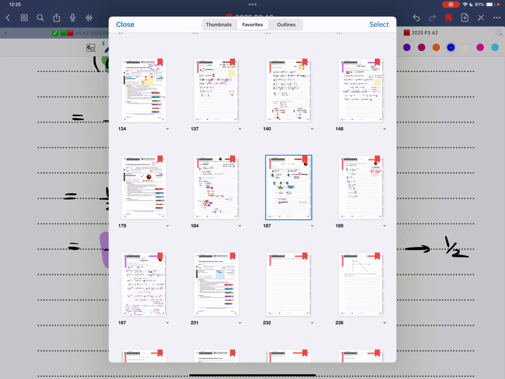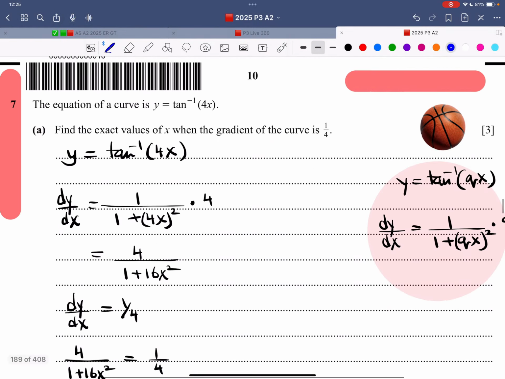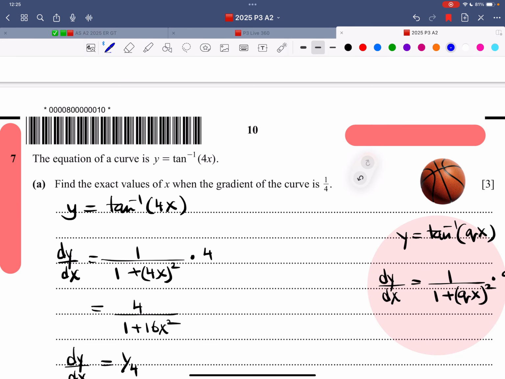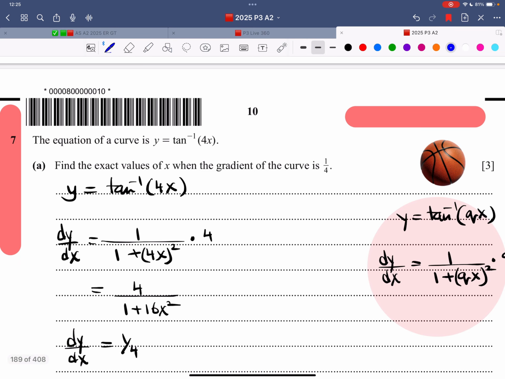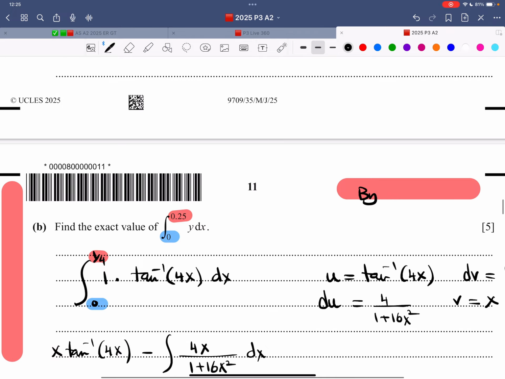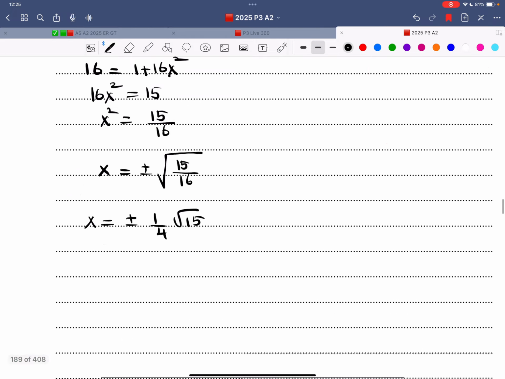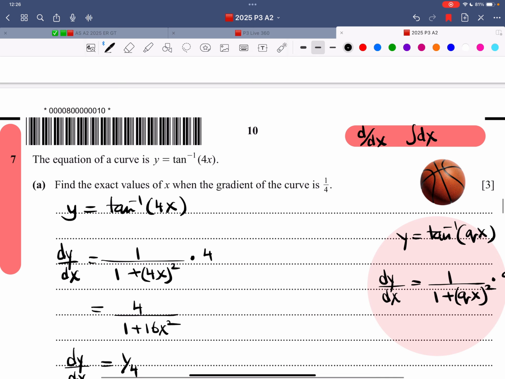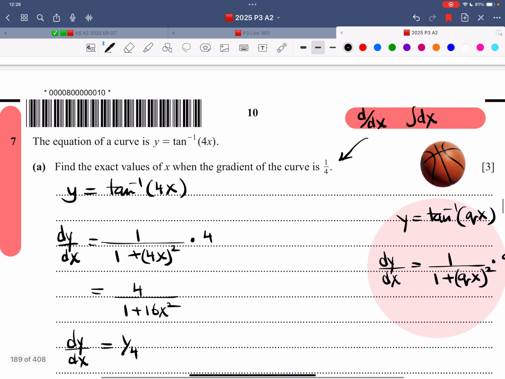Let me double check. There is one other question in this particular paper. There were 3 questions. So now this is a nice one. This is 2 things together. This is differentiation. This is integration. The differentiation is of tan inverse. The integration is of by parts. So now first thing first, this is like differentiation, and it's about finding the exact values.